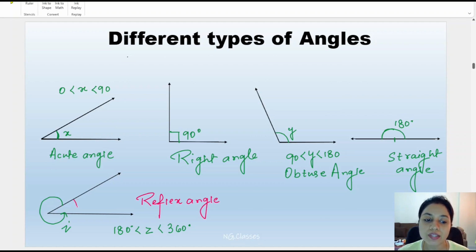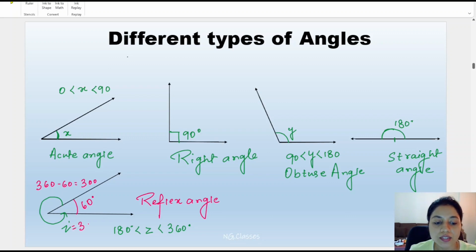Suppose here we are having 60 degree. Then the other angle will be, as we know, one complete revolution means 360 degree. Then the other angle will be 360 minus 60, that means 300 degree. Here the value of Z, for example, we got 300 degree, which is a reflex angle, right?